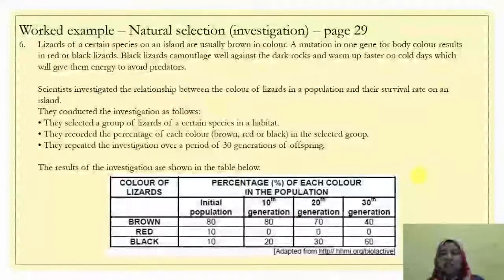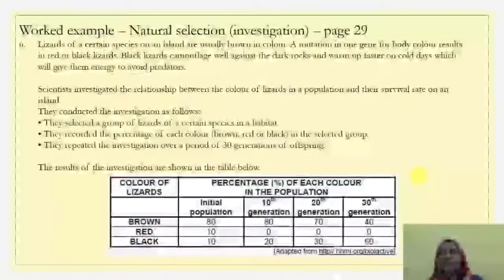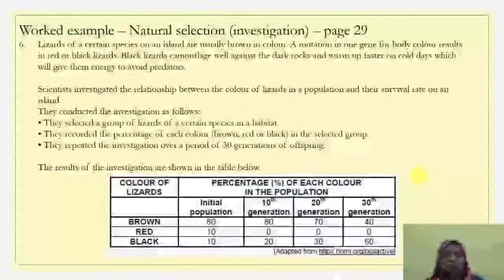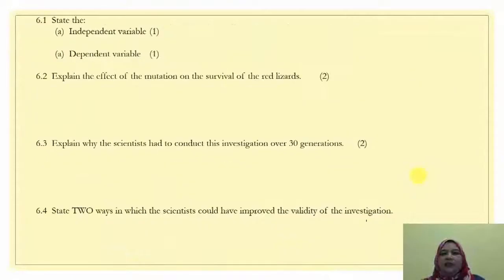So our independent variable is the variable that is manipulated or changed or investigated, and the dependent variable is the variable that is measured. So when we go back, our independent variable is the color of the lizards, because we're comparing the color of the lizards, and the dependent variable is the survival rate of the lizards. Okay, so we are measuring how many lizards are surviving.